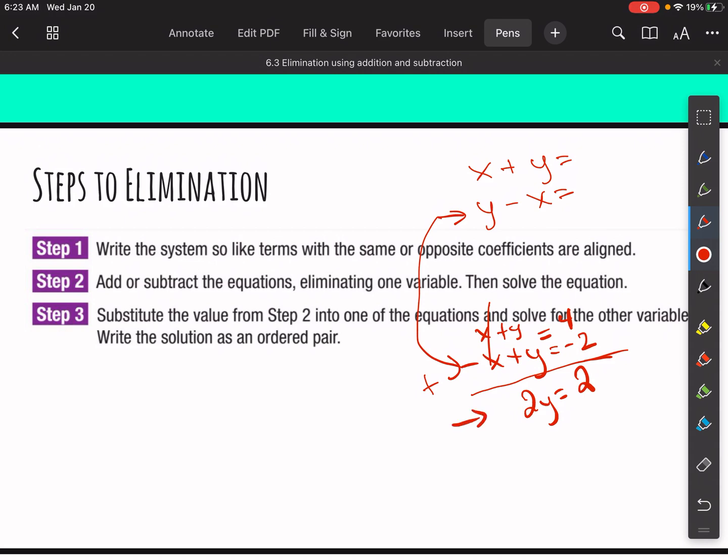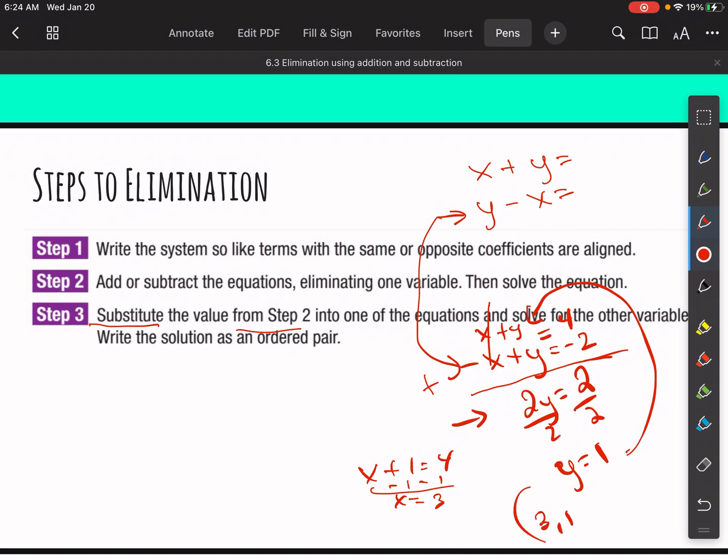Okay, so now you have this nice equation. And if you divide both of these by 2, you get y is equal to 1. Okay, you can plug the 1 back in to either equation and find x, right? So x plus 1 equals 4. That means that x must equal, subtract 1 from both sides, 3. Okay, so that's the last piece: you take your answer and substitute the value from step 2 back into either equation to get your other value for your ordered pair. So final answer in this particular one would be (3, 1). Okay, so that's called elimination.